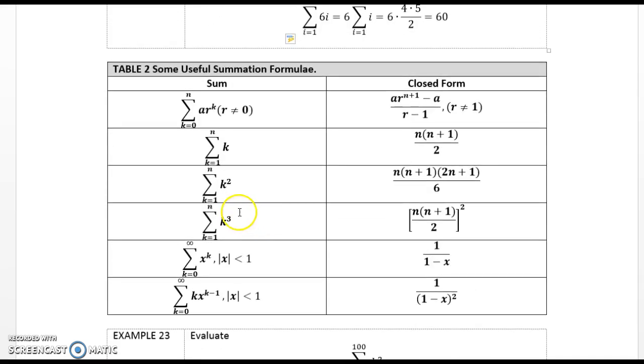Here are some useful summation formulas, which I leave you to peruse. You can also find them in our text.